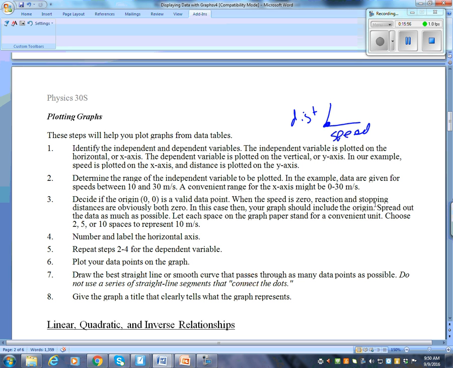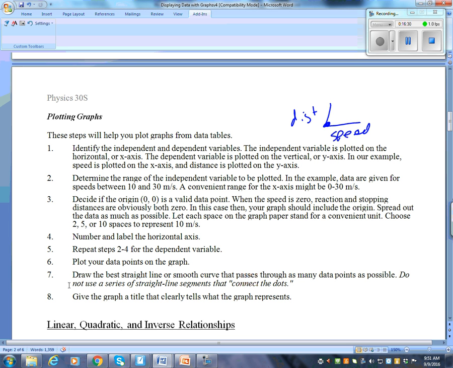Spread out the data as much as possible. If you've got a great big sheet of graph paper, don't put it in 1 square inch in the corner. Make it big. Let each space in the graph paper stand for a convenient unit. Choose 2, 5, or 10 spaces to represent 10 meters per second. Number and label the horizontal axis. So put all your numbers. Tell me what it is. Label. Marks are coming on the upcoming future lab if you don't label. Hint, hint. Label, speed. Repeat steps 2 to 4 for the dependent variable. Plot your data points in the graph.